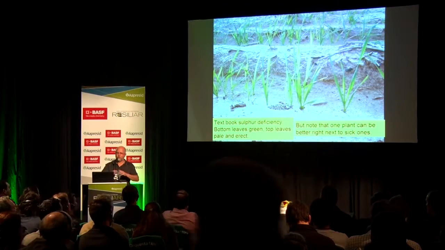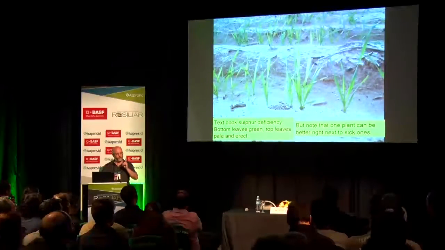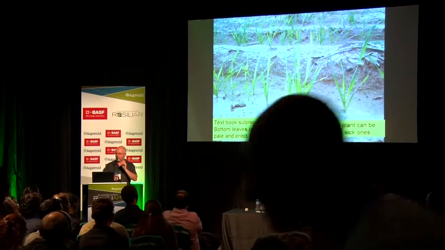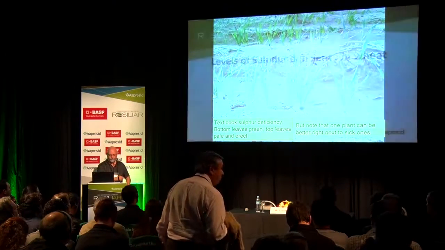If it was nitrogen, you'd have a cluster, a group of plants looking good. With sulfur, you can have one plant looking good because you only need a little bit. So that's a key thing to look for in the field.